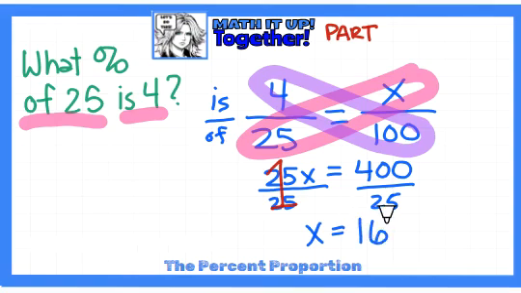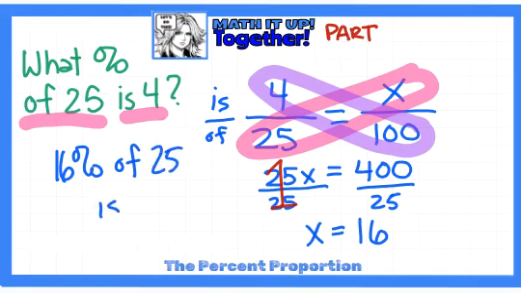All right, so let's see what we have here. What percent of 25 is 4? So our answer really isn't a 16. X equals 16, but we know we're solving for a percent. So 16% of 25 is 4. And that is truly our answer.